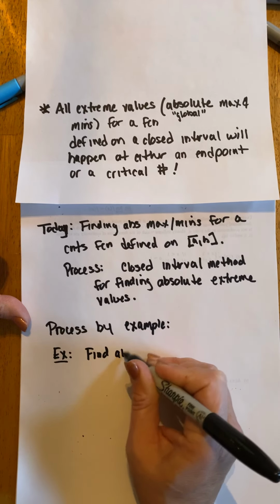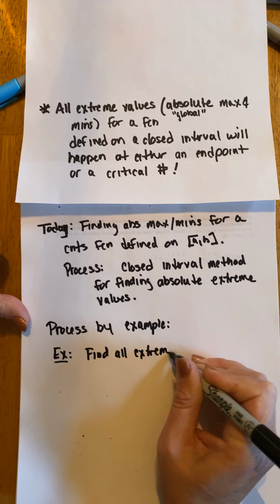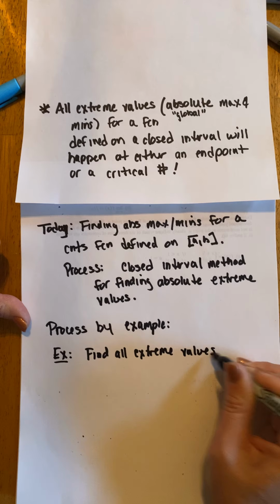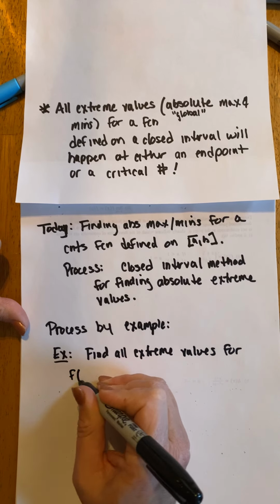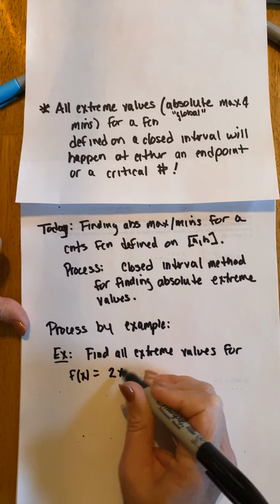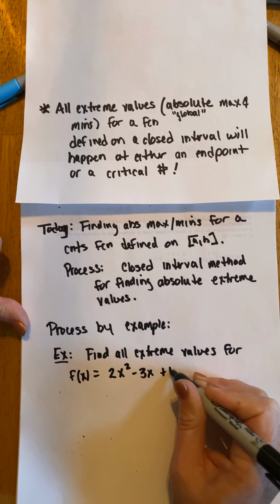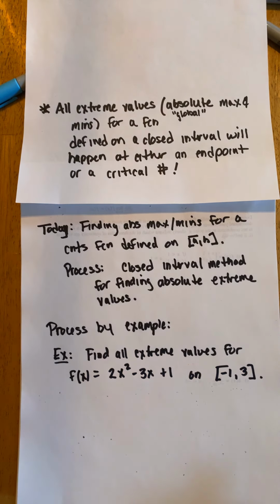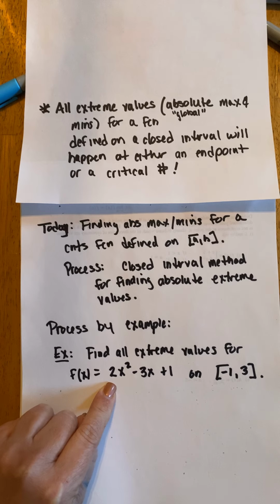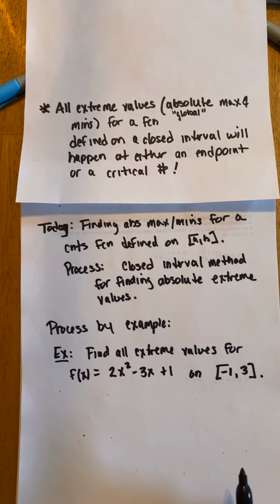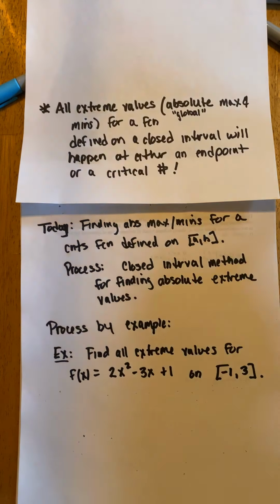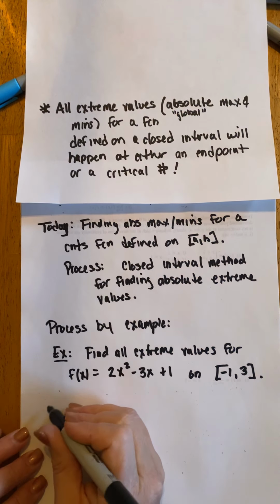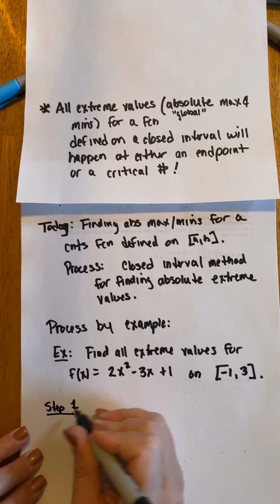Find all extreme values for f of x equals 2x squared minus 3x plus 1 on, let's do -1 to 3. Because this is a continuous function, we know that all polynomials are continuous, and it's on a closed interval, we are guaranteed that this function will have an absolute maximum and an absolute minimum. So, step 1. For any function, this would be the process.